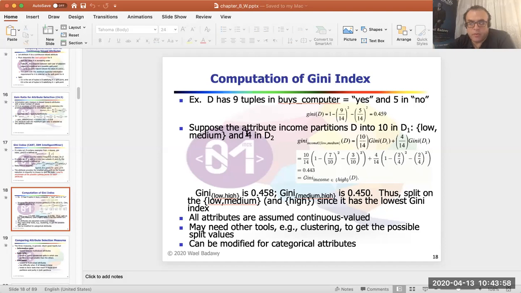Suppose the attribute income partitions D into 10 tuples in D1, which is low, and 4 in D2. The Gini of income will be equal to 10 over 14 times the Gini of D1, plus 4 over 14 times the Gini of D2 in this case.